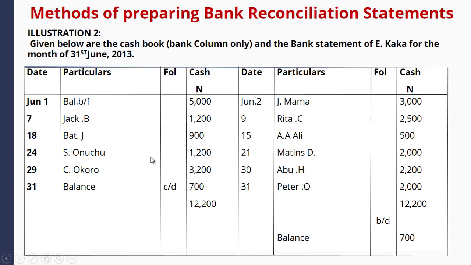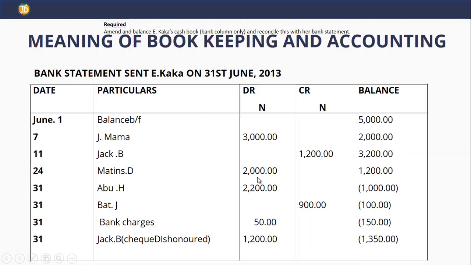So we are only after S. Onuchu and C. Okoro as our uncredited checks. Okay, all right, so let's proceed to the solution.